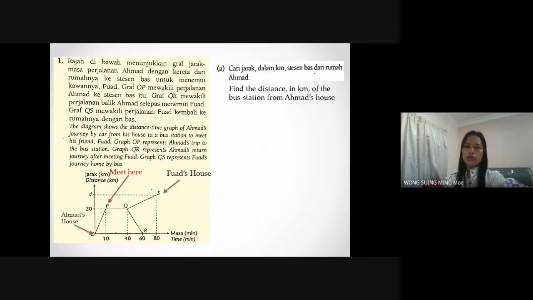So A, find the distance in kilometer of the bus station from Ahmad's house. Ahmad's house is from O to P. OP shows the journey by car from Ahmad's house to bus station. So the distance is 20 kilometers from Ahmad's house.